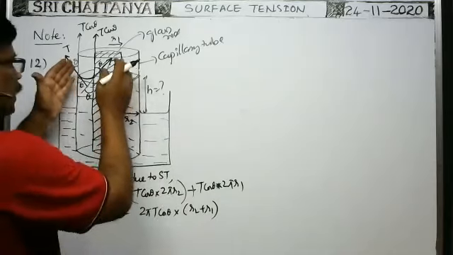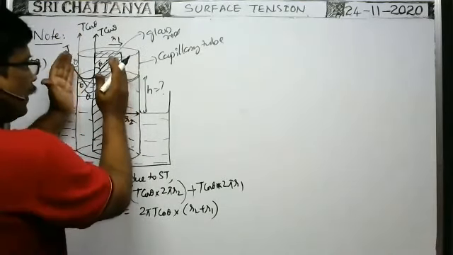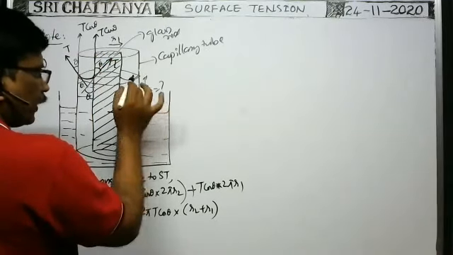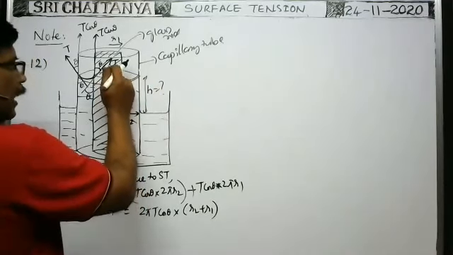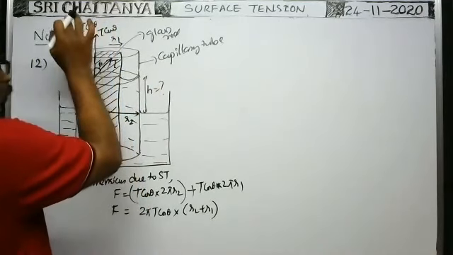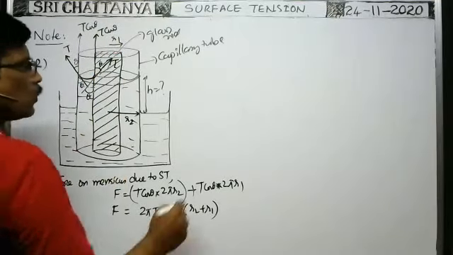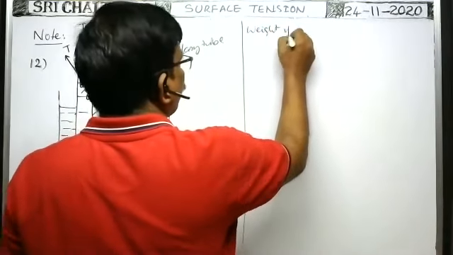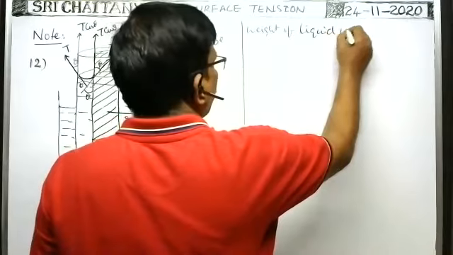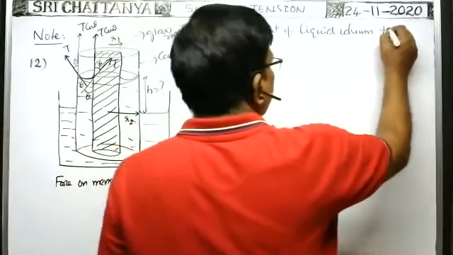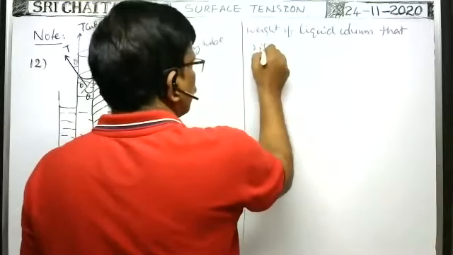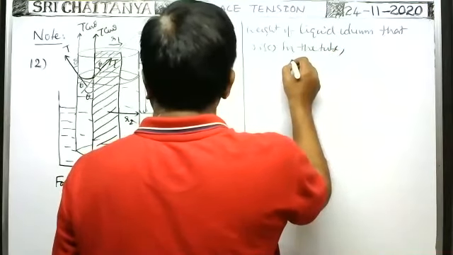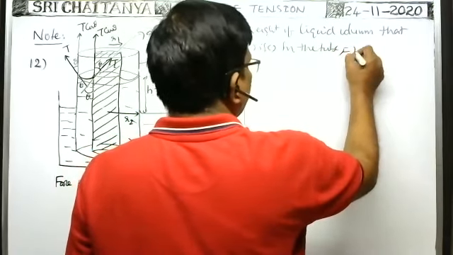As this force acts on the meniscus in the vertically upward direction, the liquid column rises until the weight of the liquid column in the capillary tube, whose capillary rise is H, is balanced by this force due to surface tension acting on the meniscus. So the weight of the liquid column that rises in the capillary tube, H, we need to calculate the weight, mg.